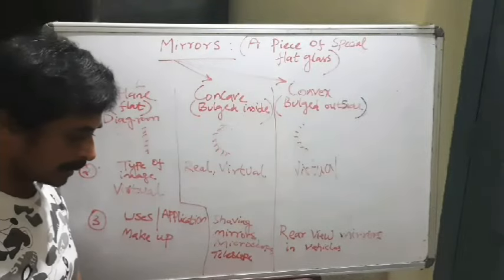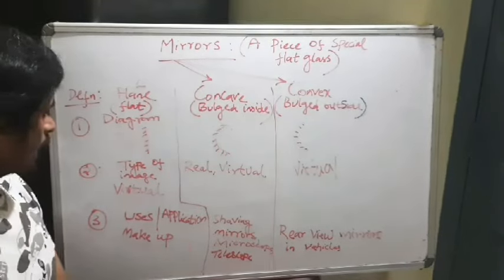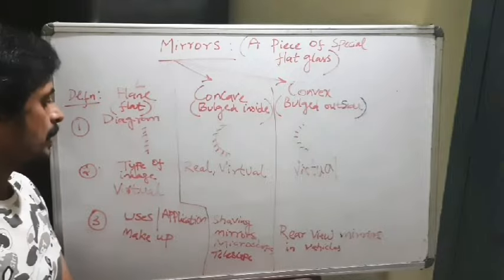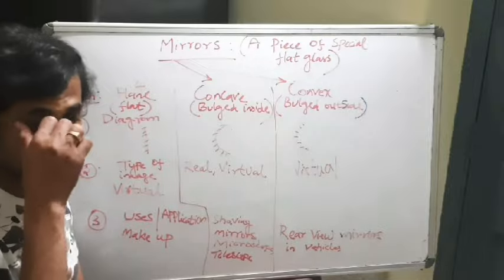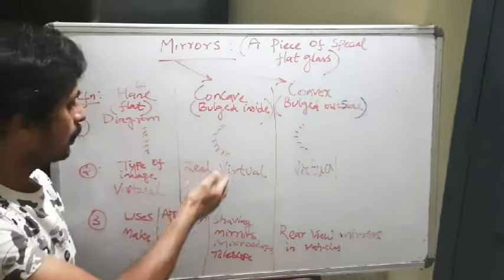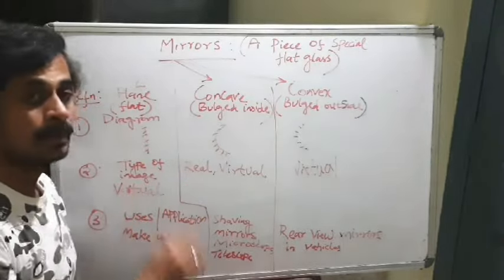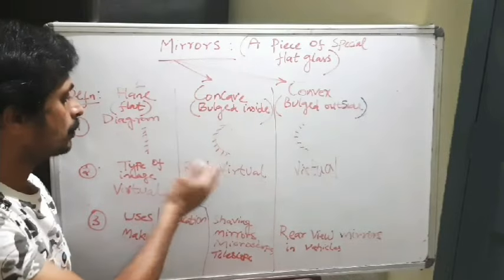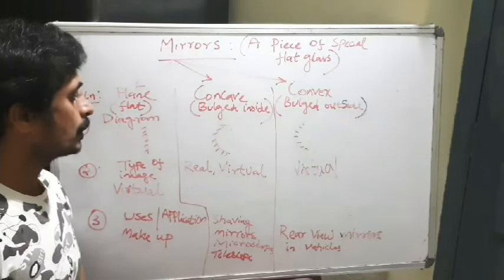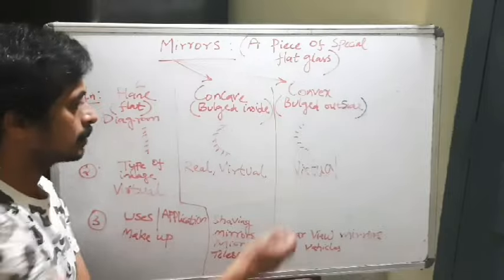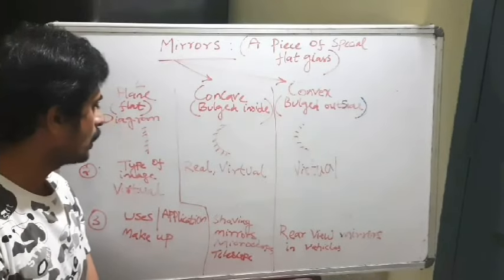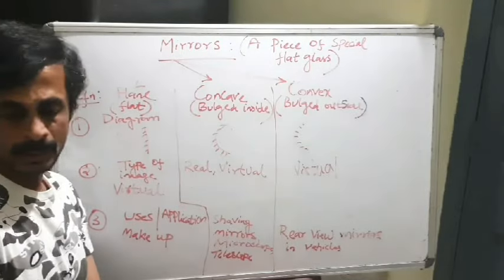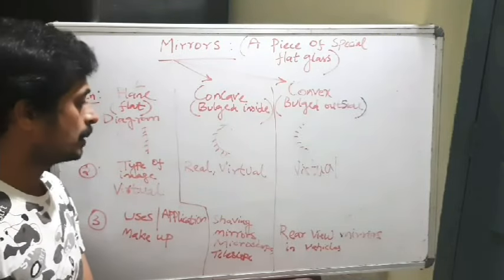Next thing I have written is what types of images. The plane mirror always produces virtual images. Concave produces real or virtual images. Convex always produces virtual images. Let us try to understand what we mean by virtual images or real images.